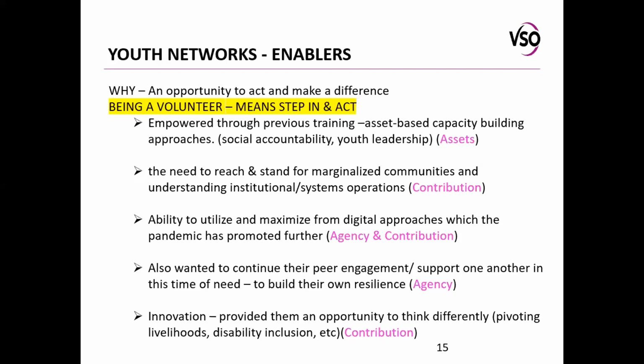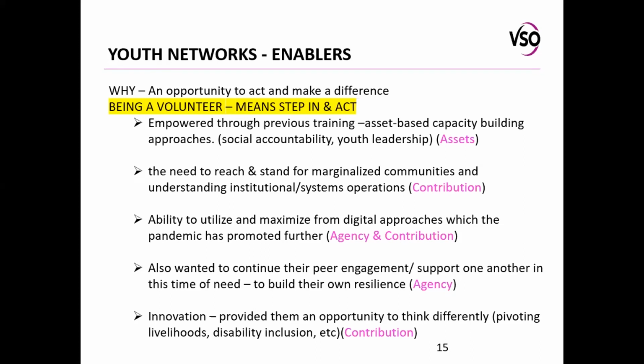They also wanted to continue their peer engagement. They wanted to support one another in this time of need. They felt that the decision makers were not including them in many ways. They also decided to engage themselves and build their own resilience, which also helped in terms of reducing the psychosocial impacts.